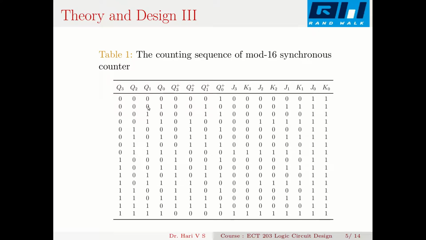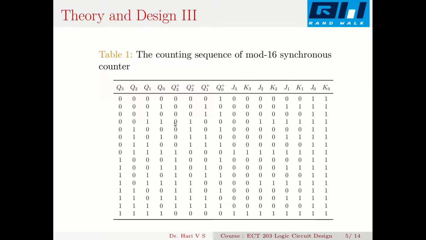And for the next one, Q1 is 0 and Q1 plus is 1. So there is toggling, so J1 K1 should be 1. Here J1 equal to 1, K1 equal to 1. Again, Q1 is 1 and Q1 plus is 1, meaning there is no state change, so J1 K1 should be 0 0. The next state, Q1 is 1, Q1 plus is 0. So this should be 1 1, a toggling.